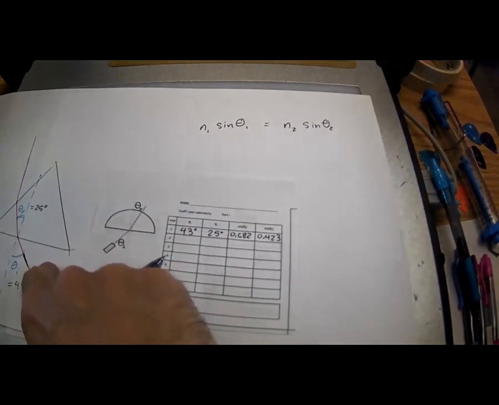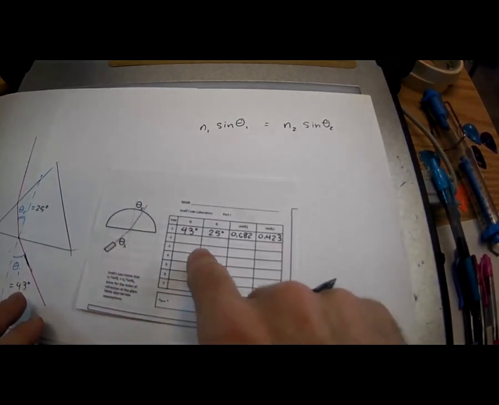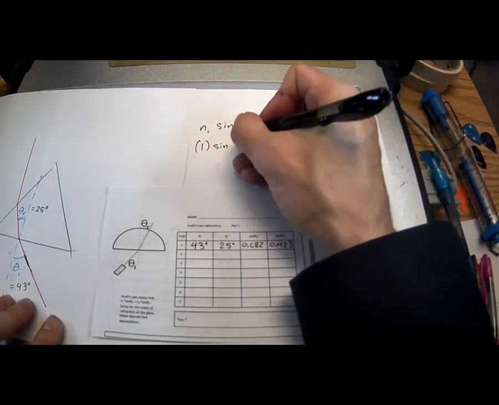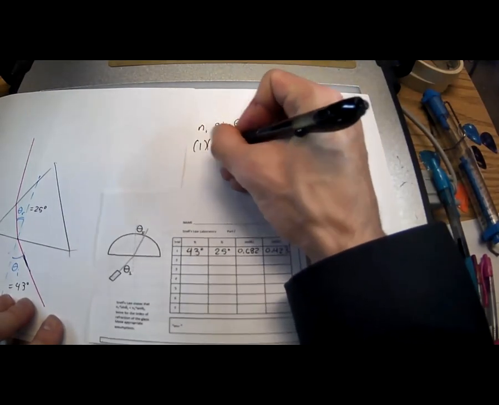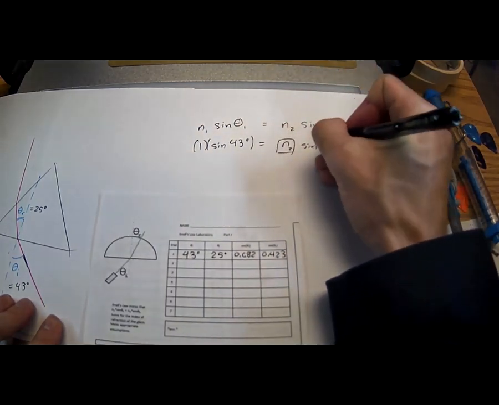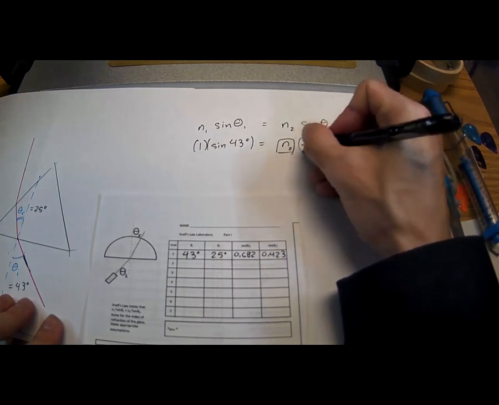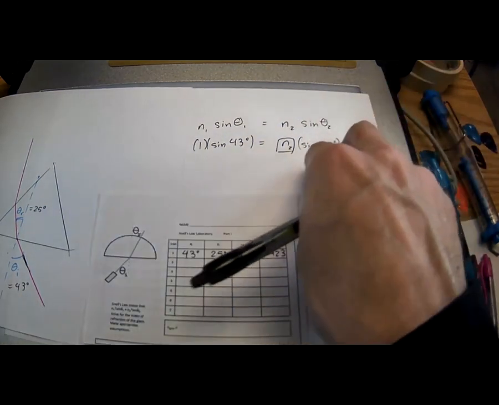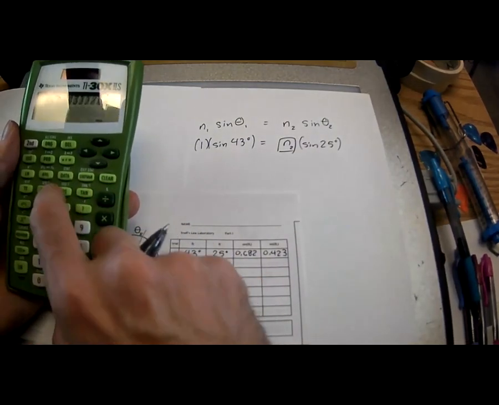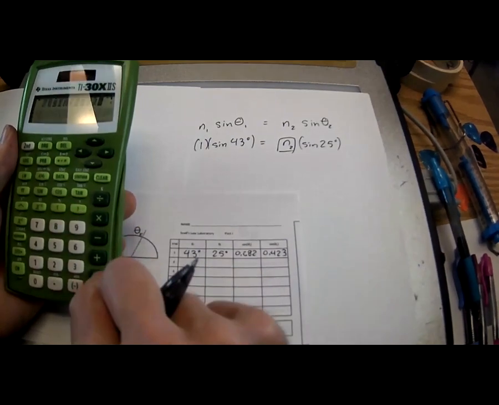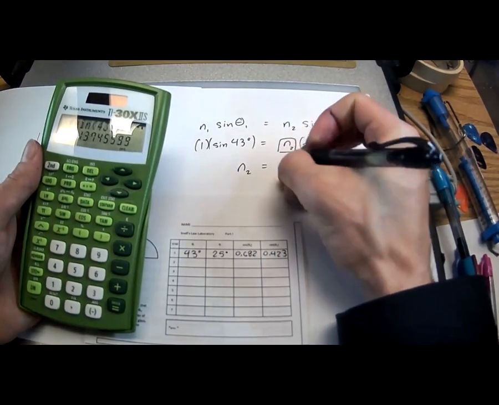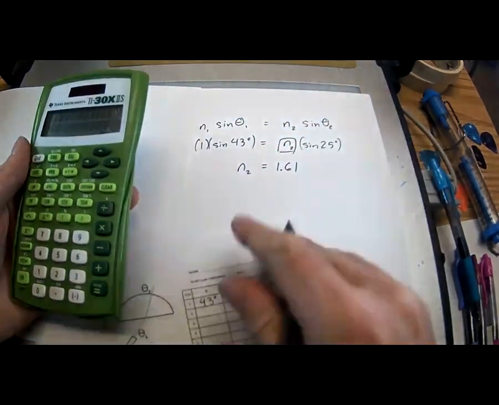And the index of refraction of air, that's on the side of the 43 degrees, is equal to 1. So 1 times sine of 43 degrees is equal to the index of refraction that we're solving for times sine of 25 degrees. I'm going to take sine of 25 degrees and divide it down. What is sine of 43 divided by sine of 25 degrees? That'd be 1.61. So the index of refraction of this material is 1.61.